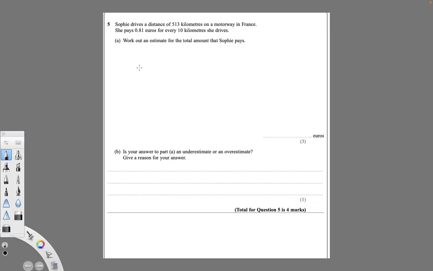Right, if we're estimating, we can use significant figures here. So given that this is given as 10 here, that's quite a nice number to work with. 10 to one significant figure, well, is 10.